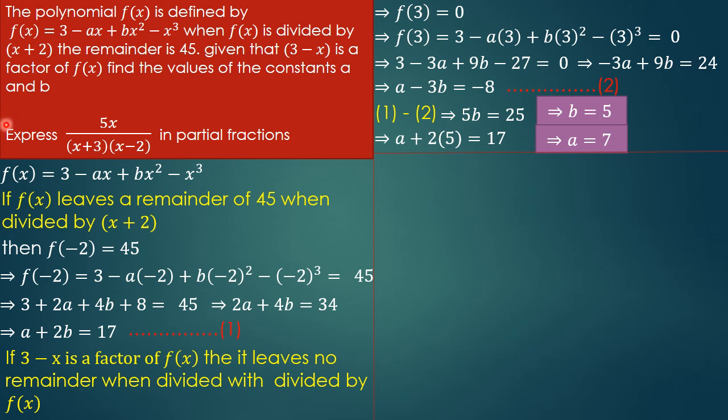So friends, the next part wants us to express 5x over (x plus 3)(x minus 2) in partial fractions. Let's start by having the fraction 5x over (x plus 3)(x minus 2). I have a video where I showed you a way to get this done in about 5 seconds. Yes, in about 5 seconds. Make sure you check it out. It's called the cover-up method.